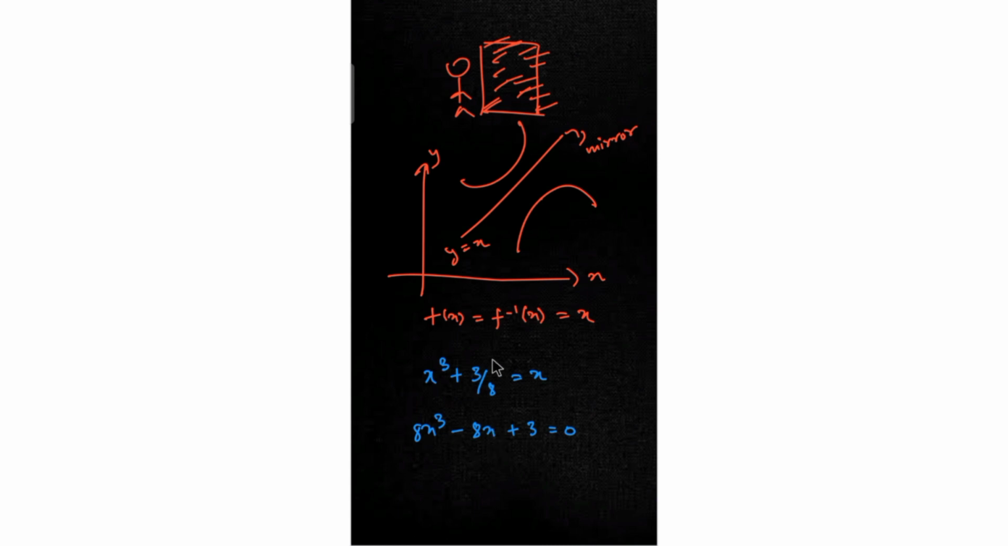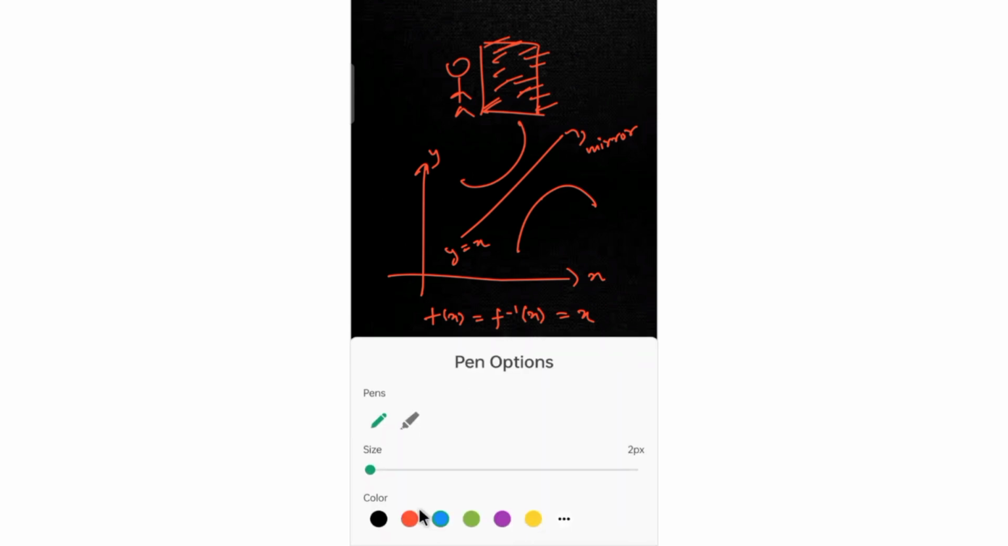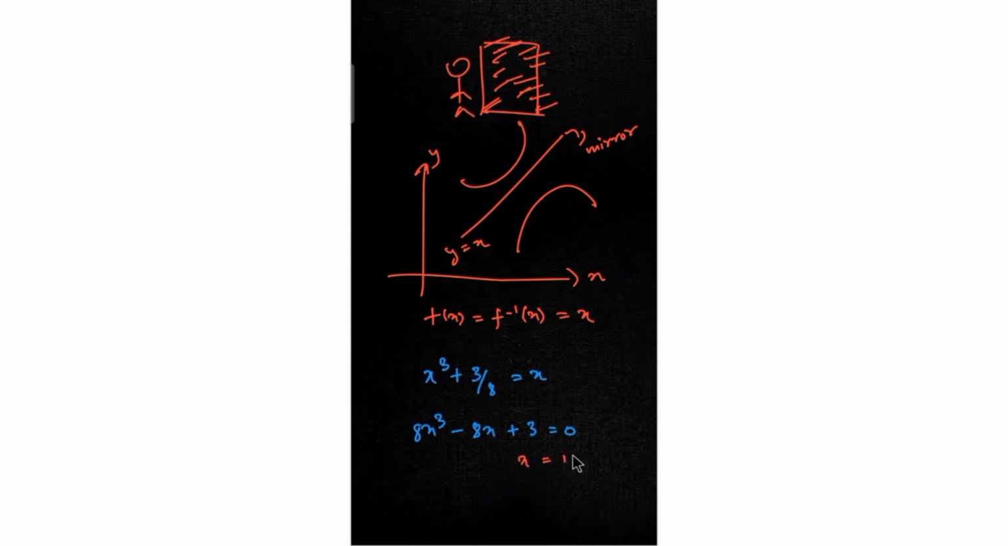By inspection we can say that because we have this 8x cube term and we have 8x here, if I put x is equal to half, I would get half whole cube is 1 by 8, so 8 into 1 by 8 is 1, and minus 8 into half is minus 4, and plus 3 is equal to 0. So minus 4 plus 3 plus 1 is equal to 0. That means x is equal to half is one of the roots of this cubic equation.